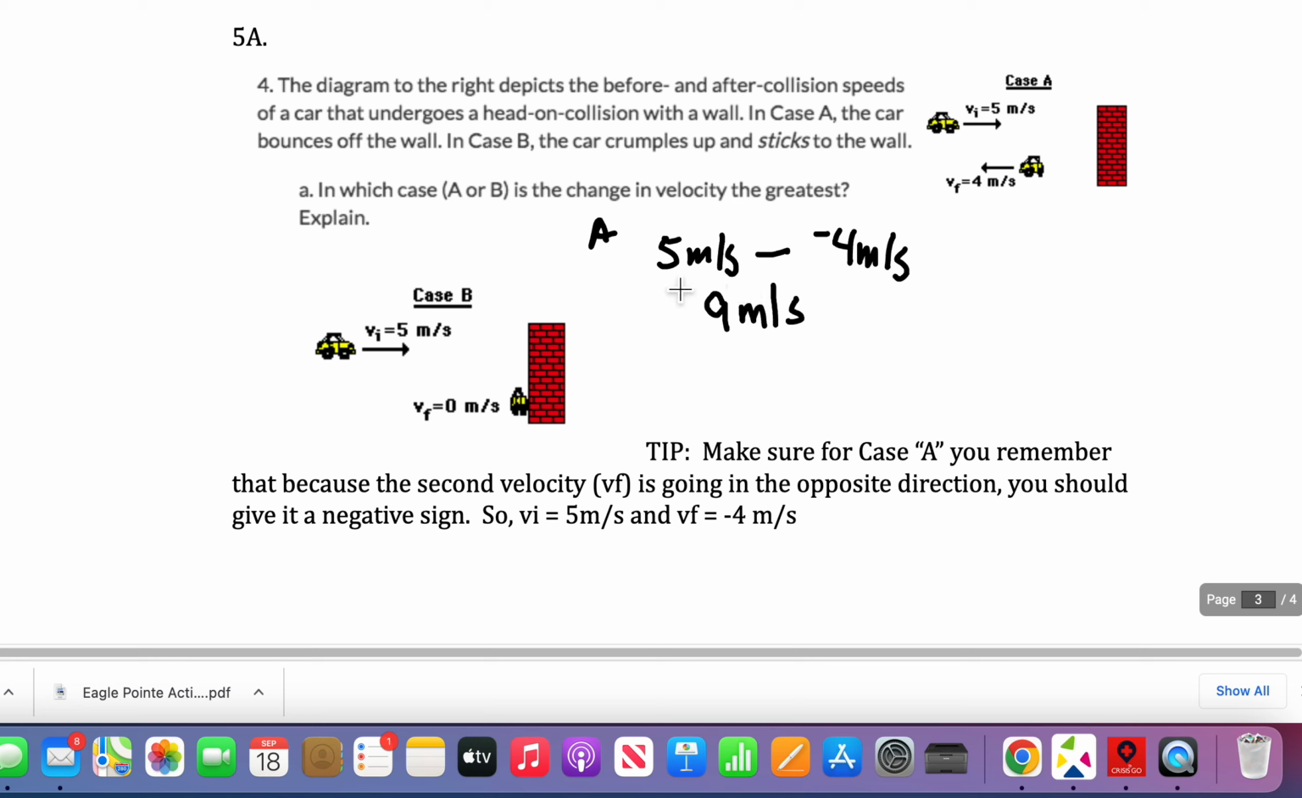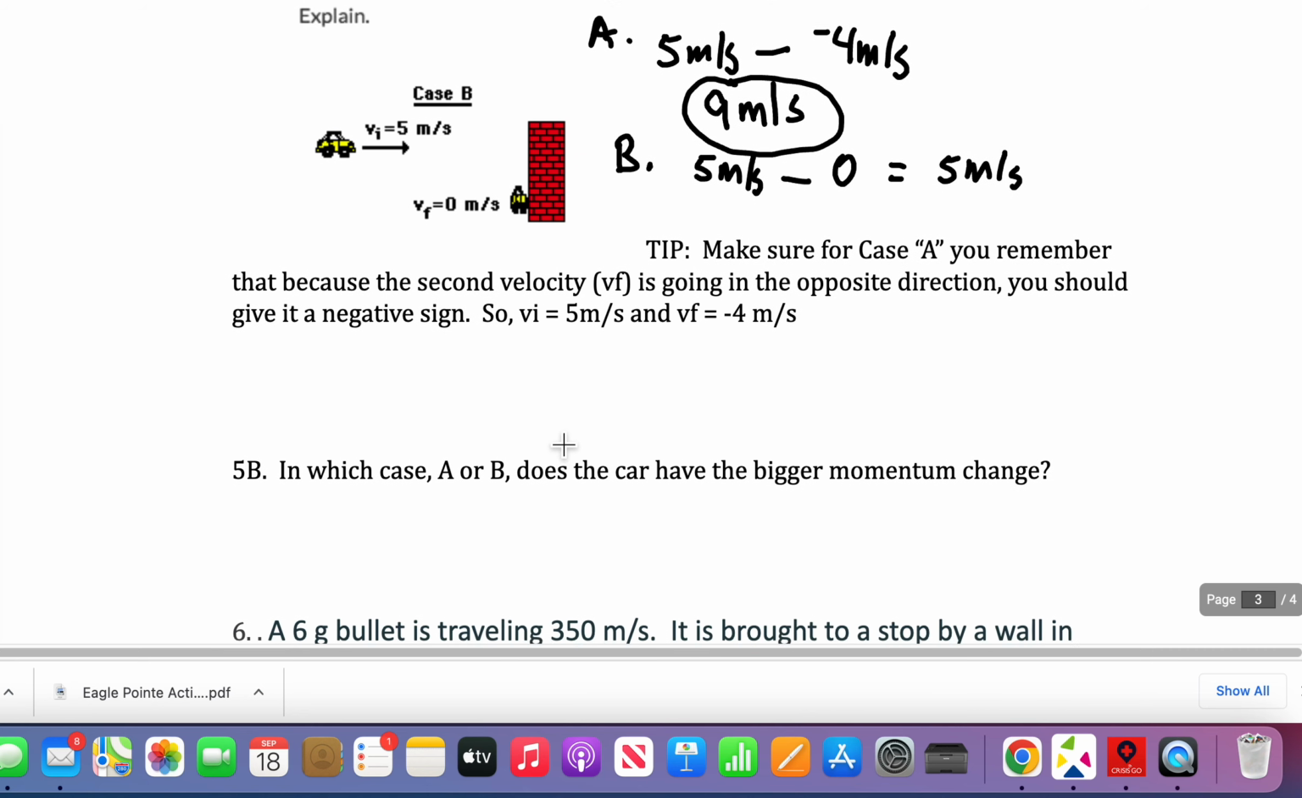Now we're not going to worry about the sign here for this class, but if you were taking a higher level physics class, we'd have to worry about whether that's positive or negative. Anyway, in this class, here's car B. It's going at 5 meters per second, but then it's going at 0. So 5 minus 0 equals 5 meters per second. So what you can see is that car A has the bigger change in velocity. All right, so now we can go down here.